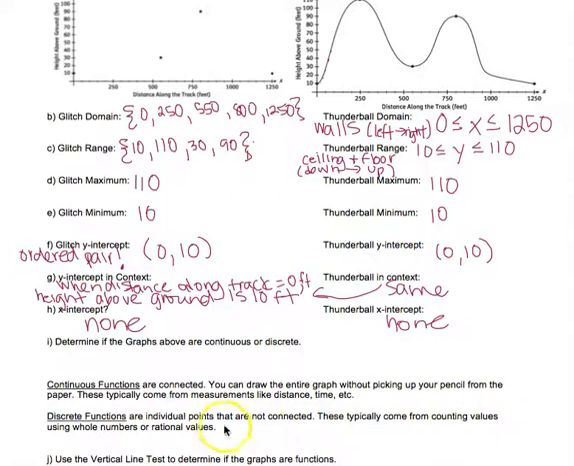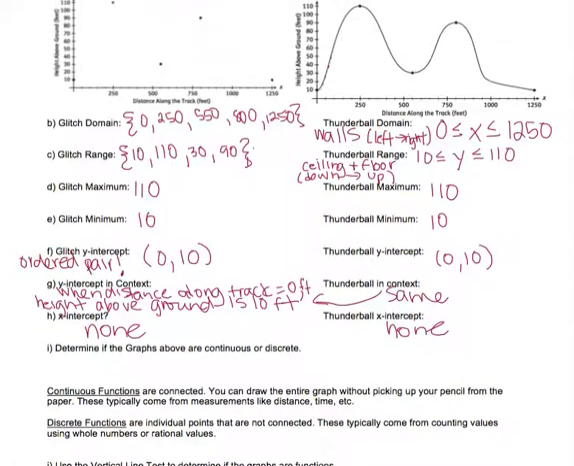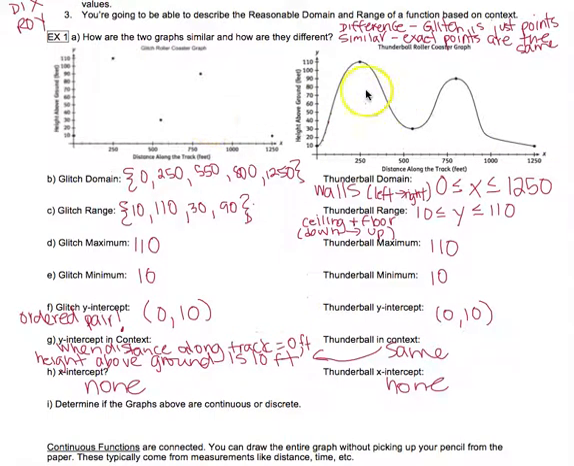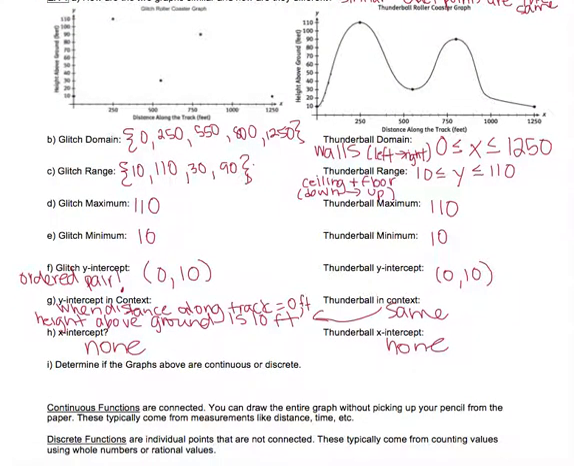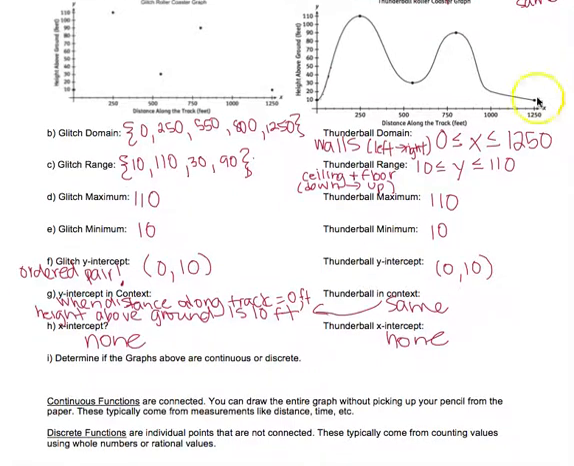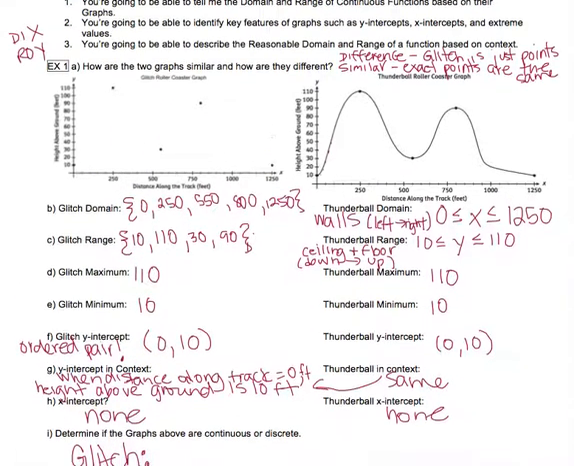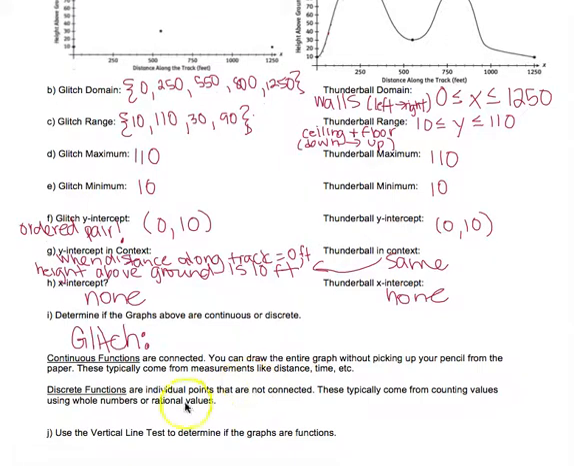So I want you to go ahead and pause, and I want you to determine what type of graph each of these is. So I'm going to ask you about both the glitch roller coaster and the thunderball. Tell whether each of those is continuous or discrete. So for the glitch, when I look at its graph, it is just a collection of individual points. So that fits the definition for discrete. So if you said discrete, you are correct.